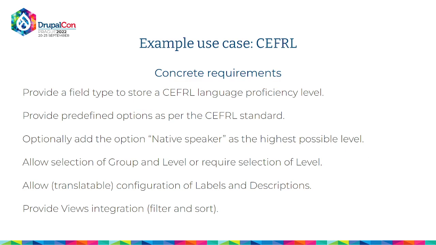And so if we were to take this and convert it to concrete requirements, and if I want to model the CEFR, sorry, then I would need to provide a field type to store this proficiency level. I would provide predefined options per that standard, so your A1, A2, B1, B2, etc. Optionally add the option of native speaker, which is the highest possible level of proficiency in a language. Allow the selection of a group, so you can select group B, or force you to select either B1 or B2. Allow configuration of labels and descriptions.